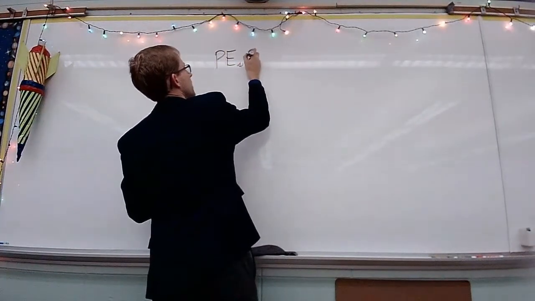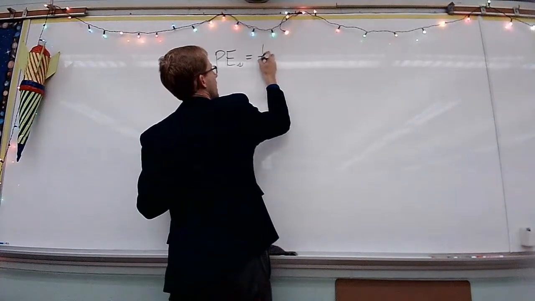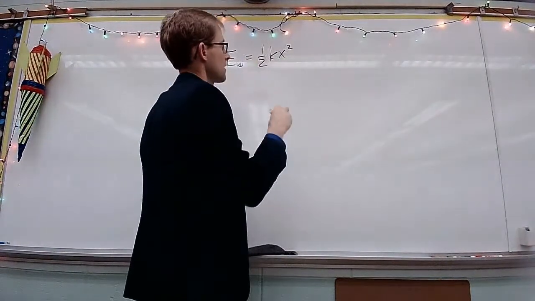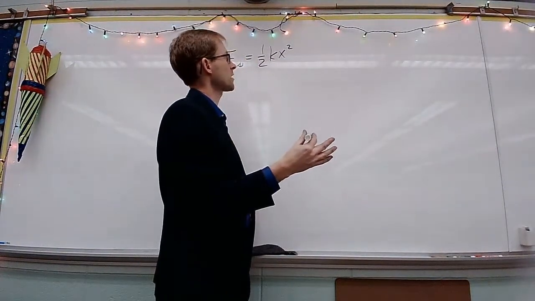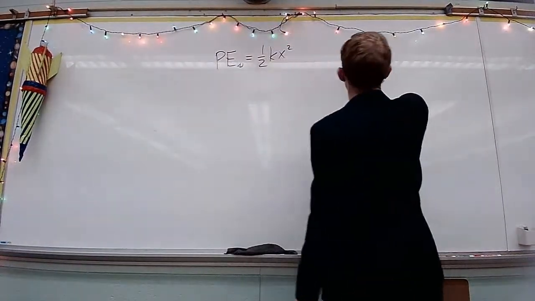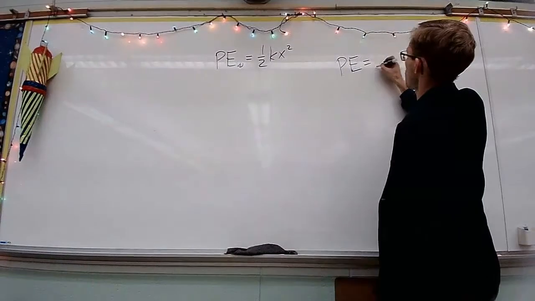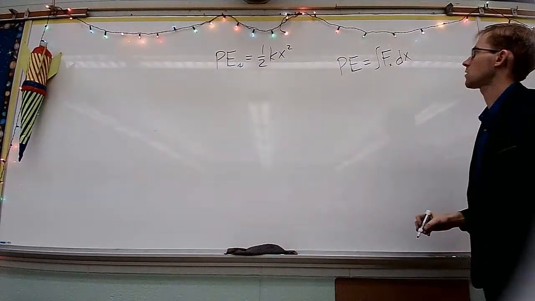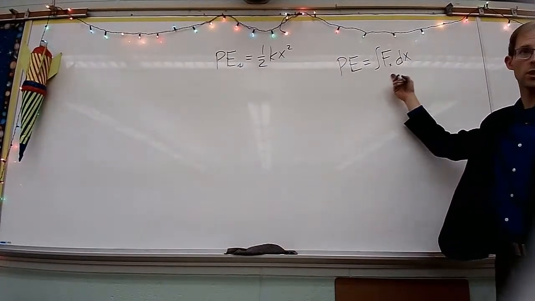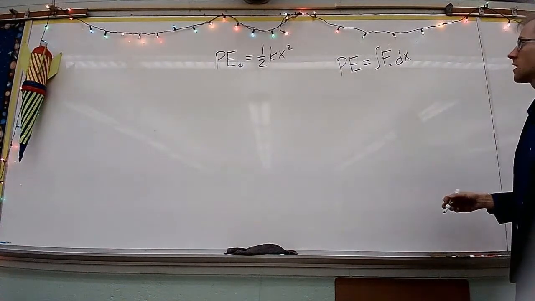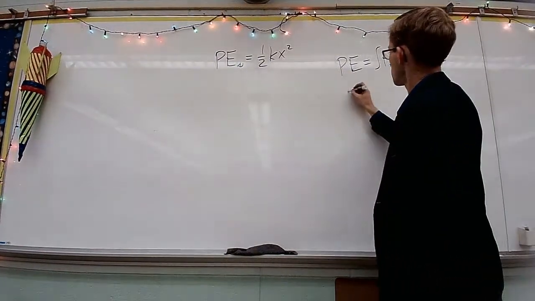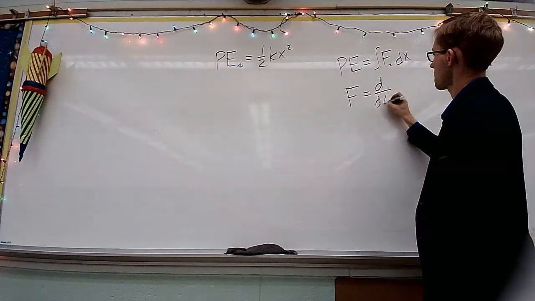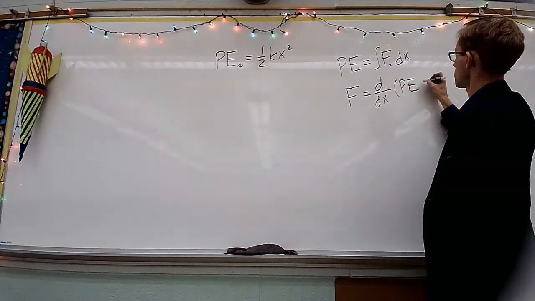So we know spring potential energy is equal to 1/2 kx squared. No surprise there. Now, remember, when we're dealing with potential energy, that potential energy is also equal to the integral of force with respect to the displacement. We've talked about that in the past. So if that's true, that means that force is equal to the derivative of potential energy.